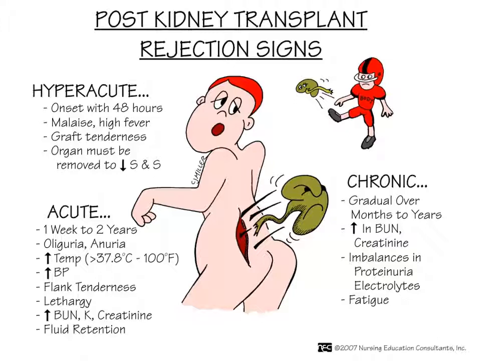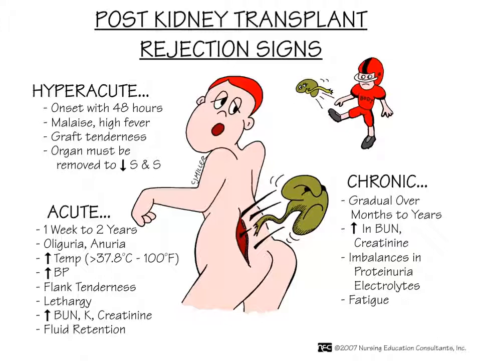Post-kidney transplant rejection signs. Another major complication of kidney transplant is rejection of the organ. In hyperacute rejection, the patient develops onset of the rejection within 48 hours. They have malaise, high fever, graft tenderness, and the organ has to be removed due to the signs and symptoms.